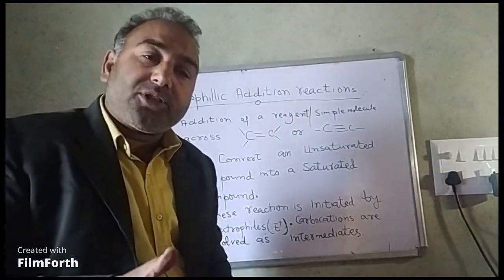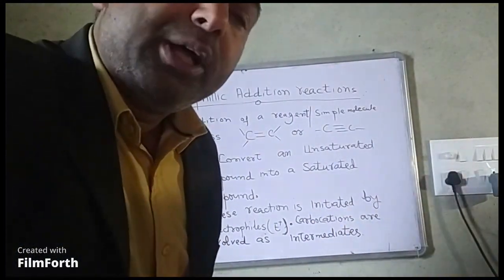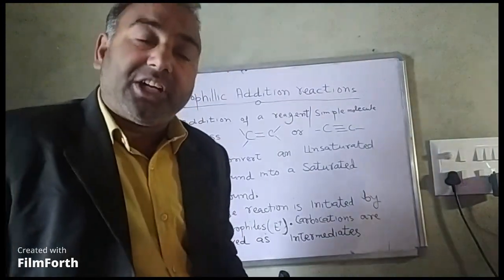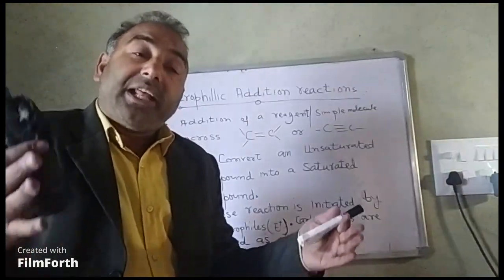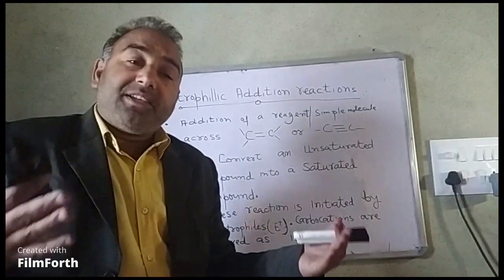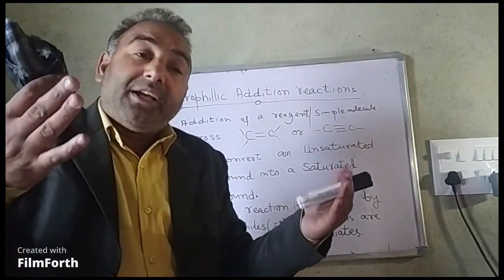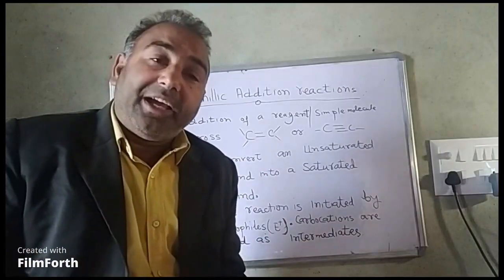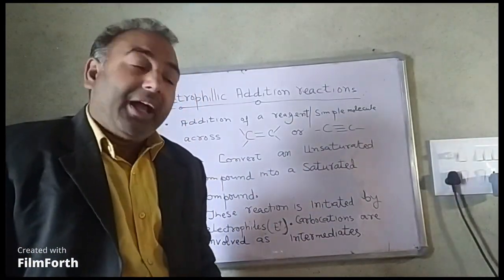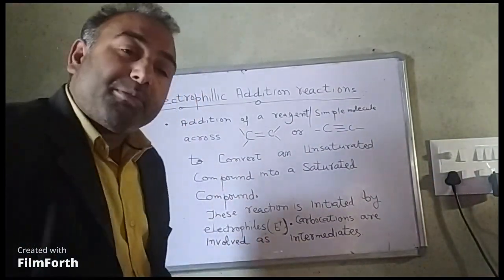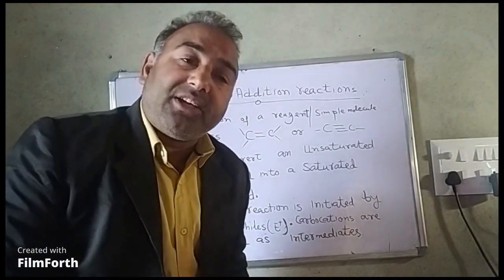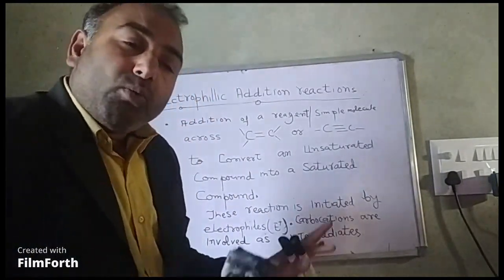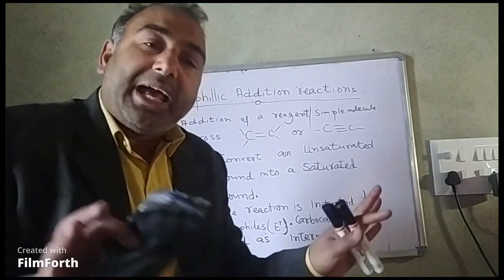Unsaturated compound changes into saturated compound, but the first attacking reagent is an electrophile, or we can say these reactions are initiated by electrophiles and the carbocations are involved as intermediates. We will discuss this topic with the help of some examples.